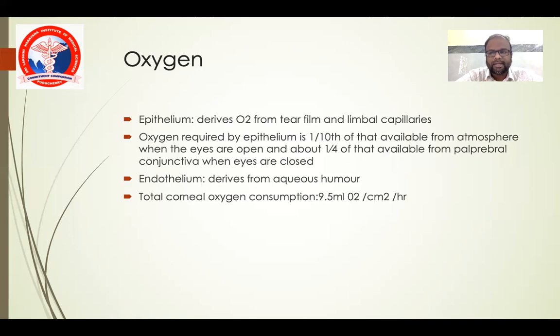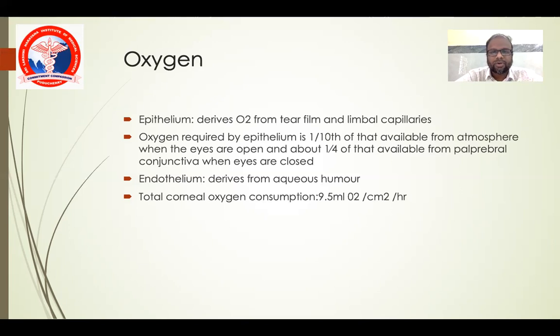We will read in detail when we read the pathological features of cornea, like in case of contact lens wearers and in case of other corneal disorders, when there is a decreased supply of oxygen the cornea becomes cloudy. The oxygen required by the epithelium is 1/10th of that available from the atmosphere when the eyes are open, and it's about 1/4 available from the palpebral conjunctiva when the eyes are closed.